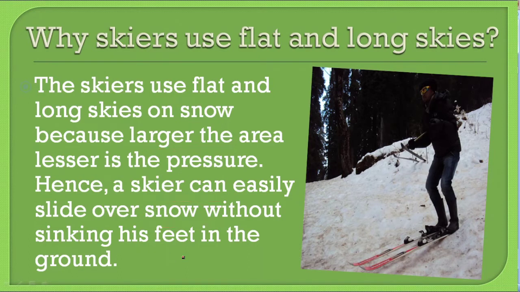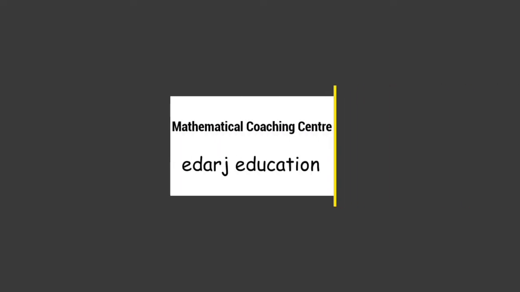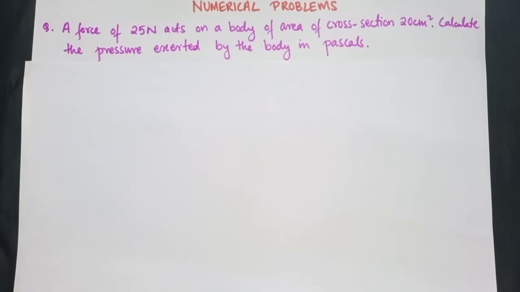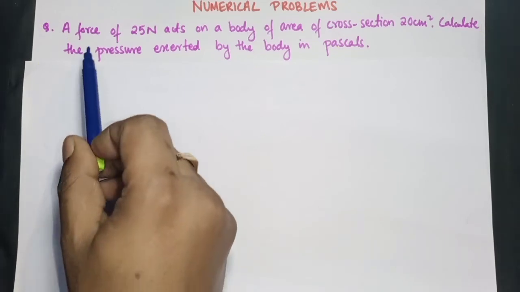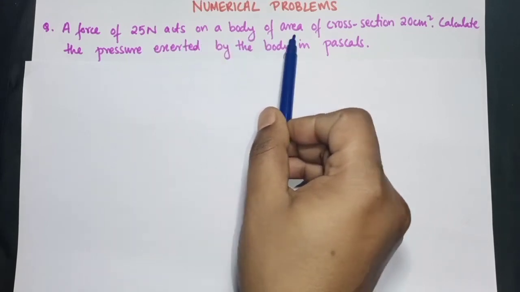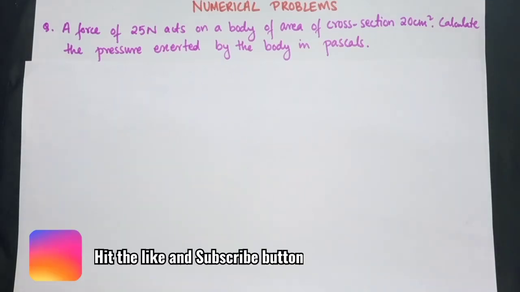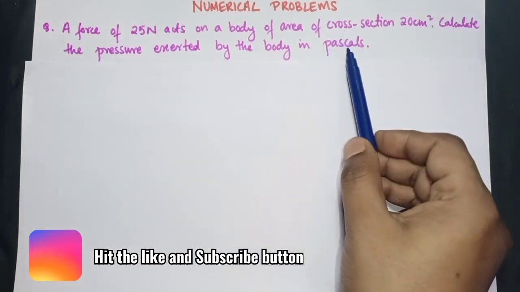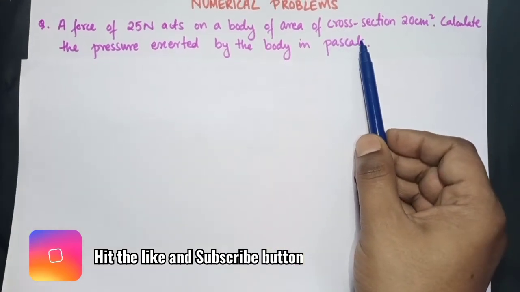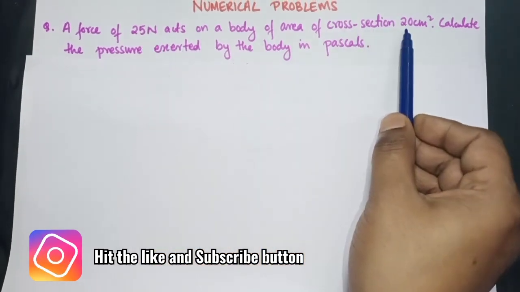So what we learned today is that the SI unit of pressure is Pascal, named after the scientist Pascal. And the more the area, lesser the pressure. Now let's solve some numerical problems related to pressure. Here you can see our question. A force of 25 newton acts on a body of area 20 centimeter square. Calculate the pressure exerted by the body in Pascal. So we have to find it in SI unit. Force is given, area is given, and we have to find the pressure.